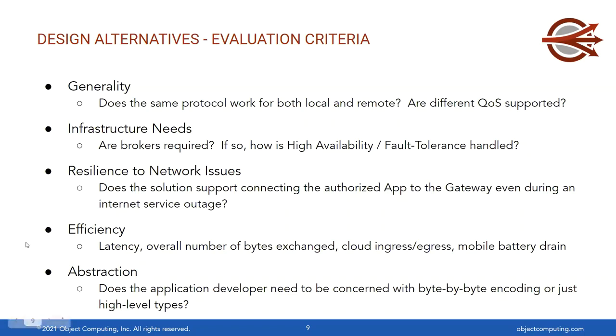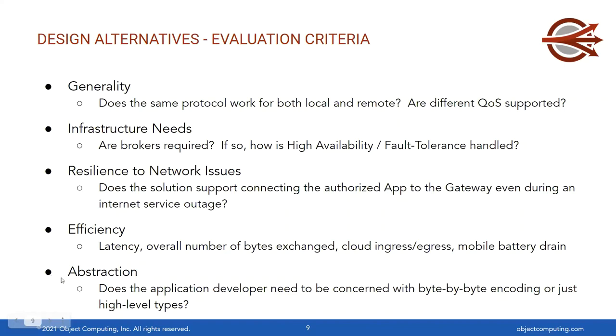Also, we're thinking about efficiency. We have that notion of the latency. How quickly are commands issued by an app on a mobile device reflected in the real world, and the other way around? How quickly are things that are sensed or input into the system from the real world reflected into the application? We can also measure efficiency in terms of the overall number of bytes that were exchanged, the cloud ingress and egress, which might correspond to cost depending on which cloud system you're using and how that's set up. Or we could look at efficiency in terms of the impact on the usage of the mobile battery.